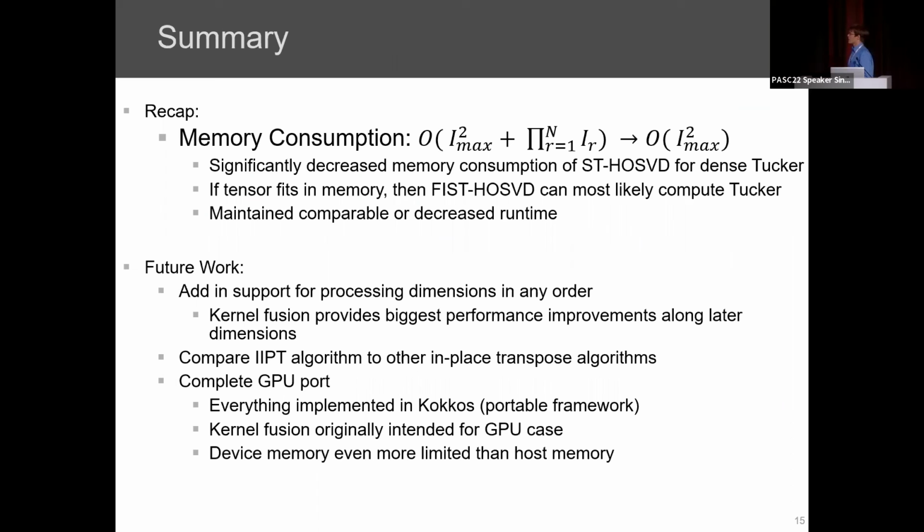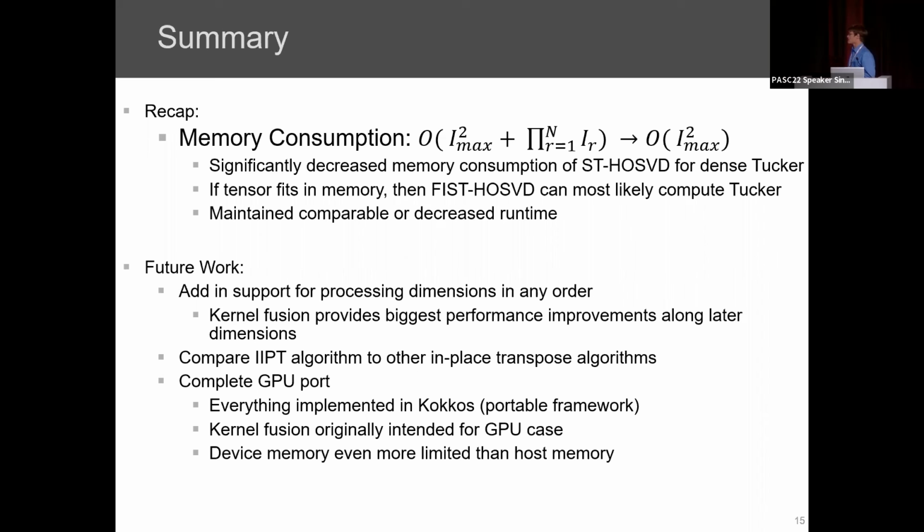For future work, we hope to add support for processing dimensions in any order, as the kernel fusion provides similar performance results along the later dimensions. We hope to compare the IIP algorithm, the interleaved in-place transpose algorithm, to other existing in-place transpose algorithms, and we hope to eventually complete a GPU port. As everything is currently implemented in Kokkos, we just have not finished our GPU implementation.